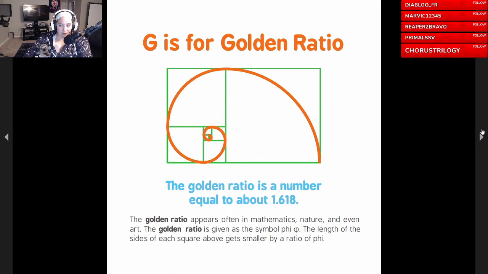G is for golden ratio. The golden ratio is a number equal to about 1.618. The golden ratio appears often in mathematics, nature, and even art. The golden ratio is given as the symbol phi, or phi. I've heard it both ways. The length of the sides of each square above, up here, gets smaller by the ratio of phi.